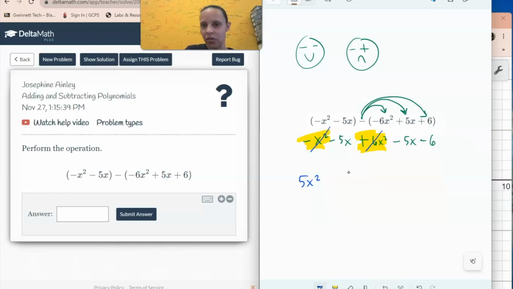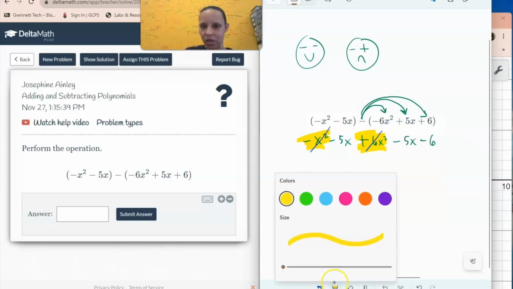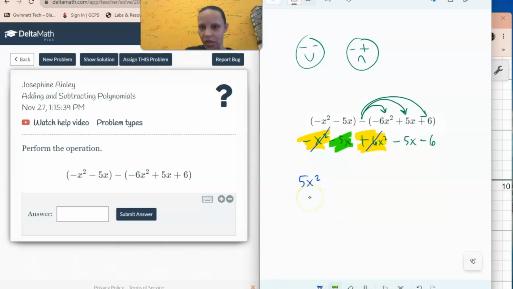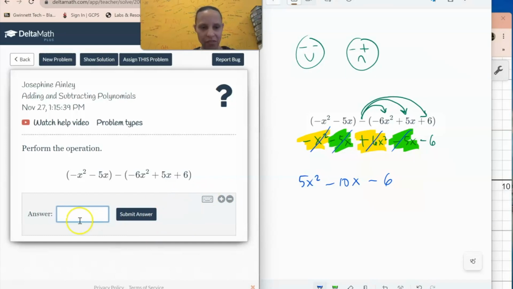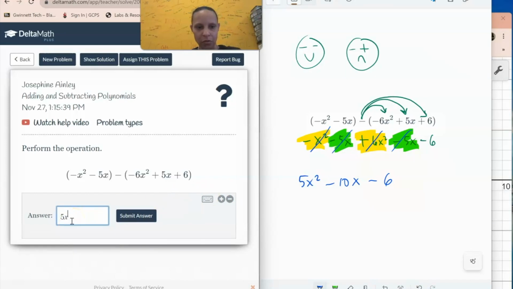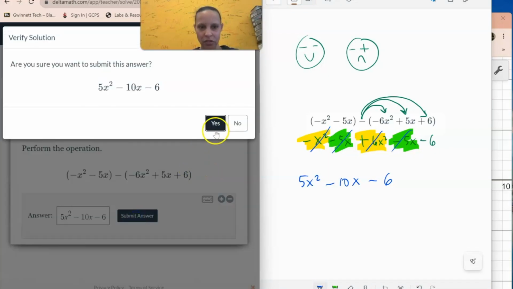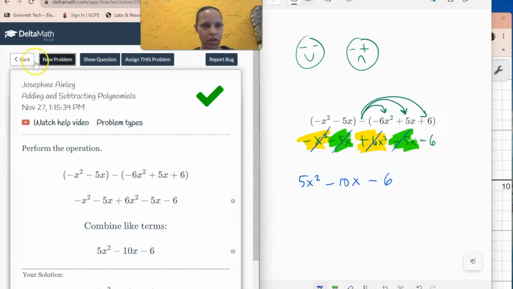So I've done those terms. What's the next highest term? The next term is the ones with just the x's, so that one and that one. Negatives and negatives, what's going to happen? They join and become more negative. So negative 10x. Again, you can put in the calculator negative 5 minus 5. So that's gone. The only thing left is this negative 6. Once you have it written down, be very careful as to what you're typing to make sure you match exactly what's on your piece of paper. And once you're sure it's matched, you can go ahead and submit it. Great job.